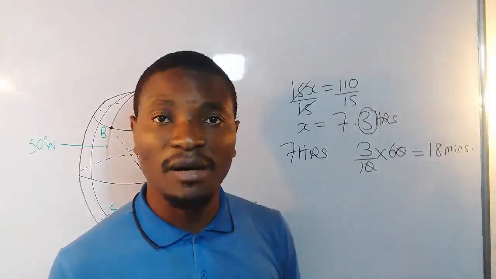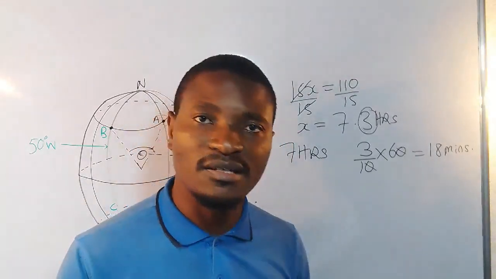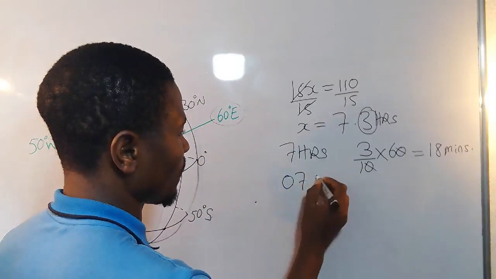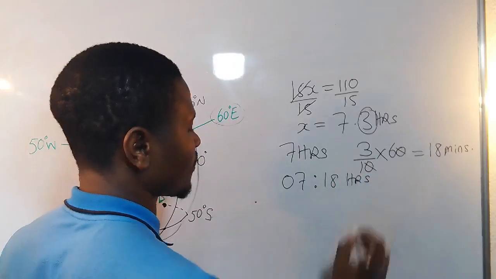Now I can put that into a digital watch reading. So this is going to be 07:18 hours.